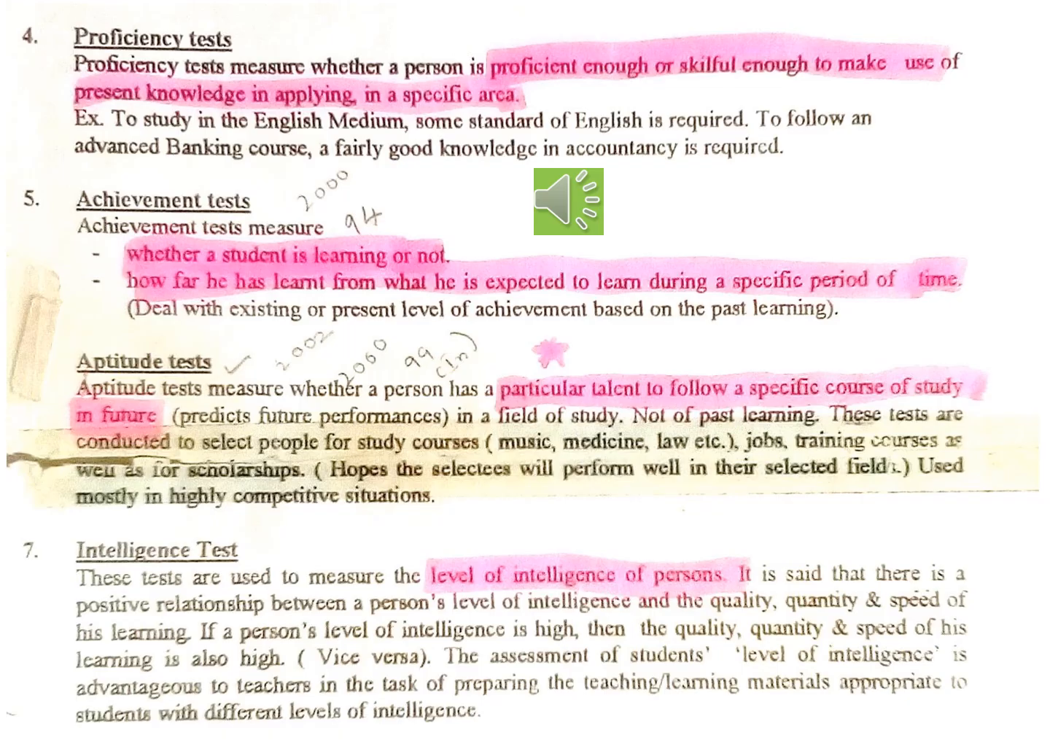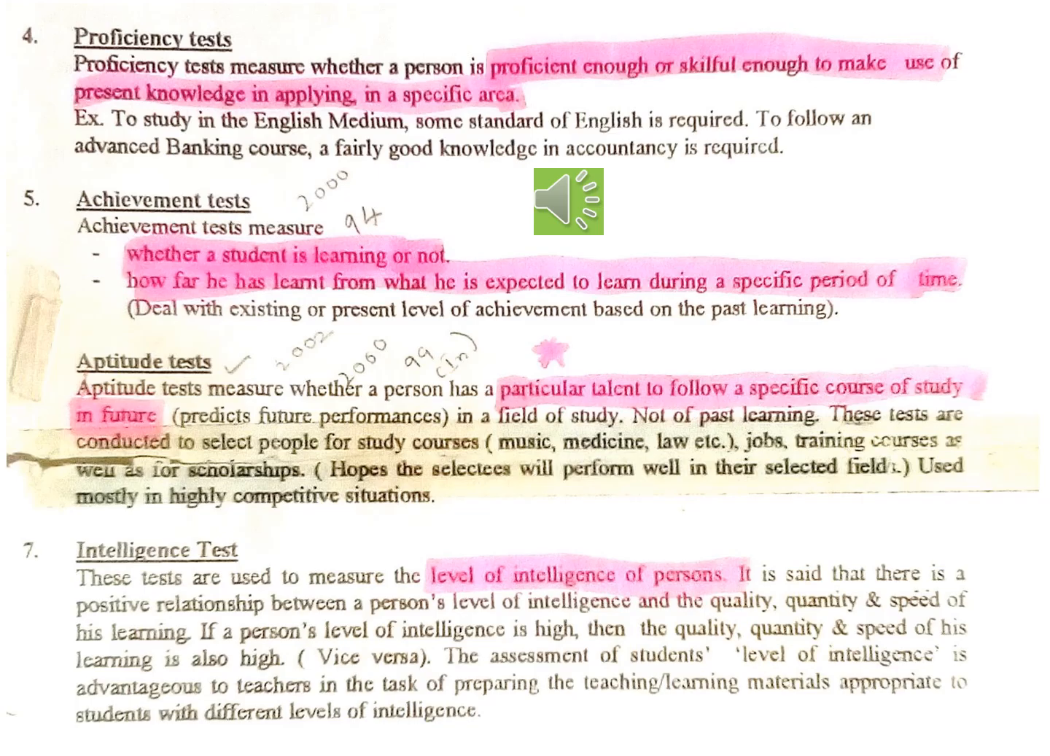Then the next one is the aptitude test. And aptitude, Abhyogata, right? Grade 5 scholarship exam. That's an aptitude test. An aptitude test measures whether a person has a particular talent to follow a specific course of study in the future. Predicts future performance. That's the keyword. Predicts future performance. Whether a candidate has a particular talent for future performance.